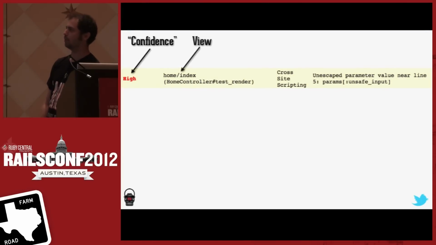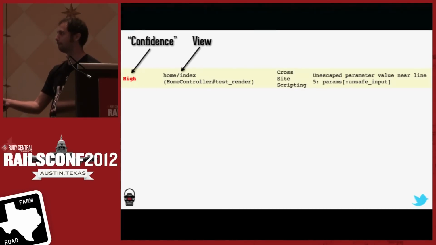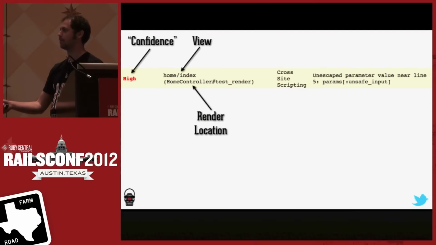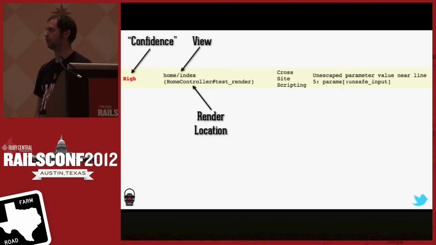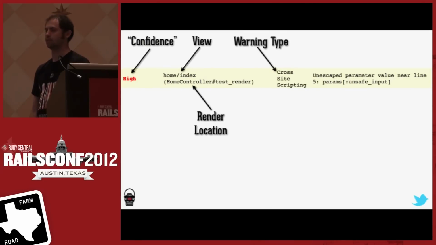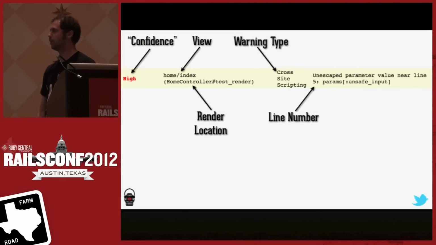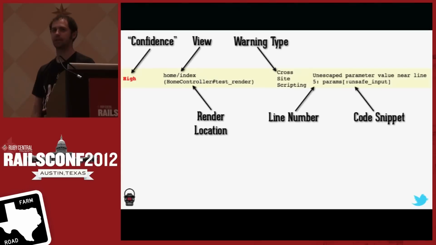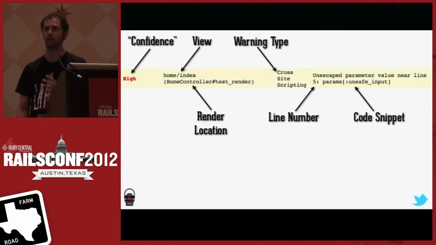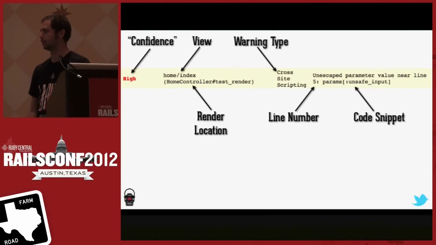Over here, you can see that's just telling you, oh, this was found in that view. Underneath, in parentheses, that means that this view is actually rendered from this method in this controller. This is the warning type, cross-site scripting. You're going to get a line number, and then a little piece of code that says, oh, okay, this is where we found the problem, potential problem.